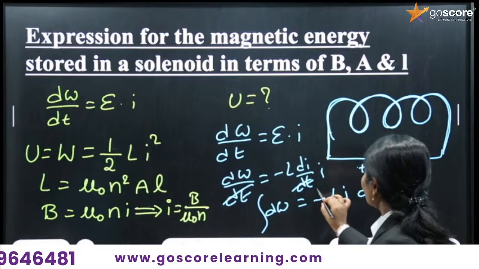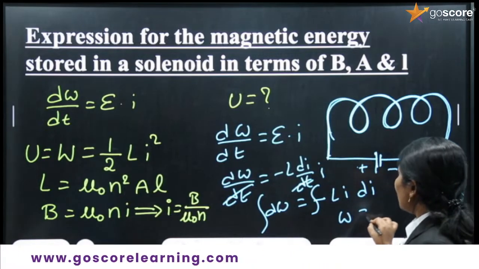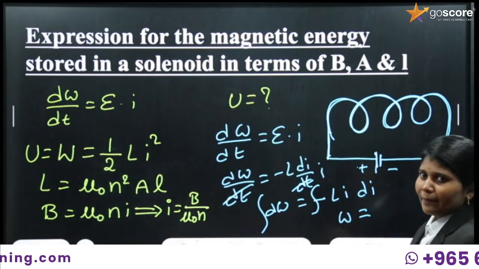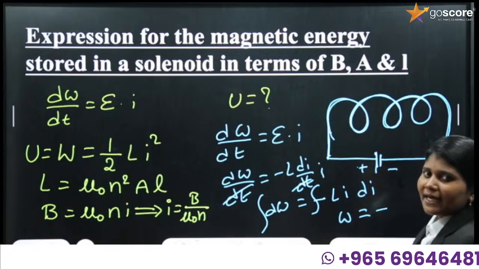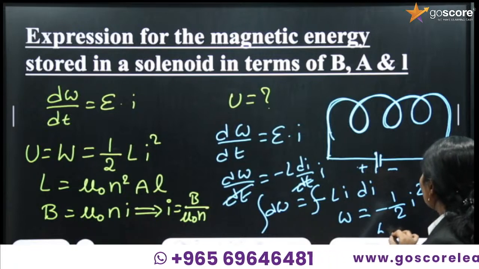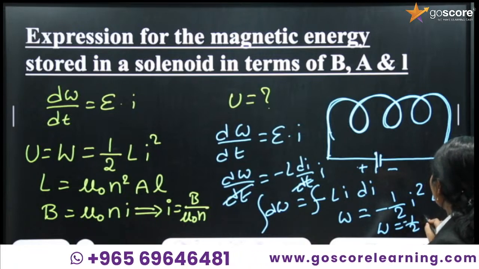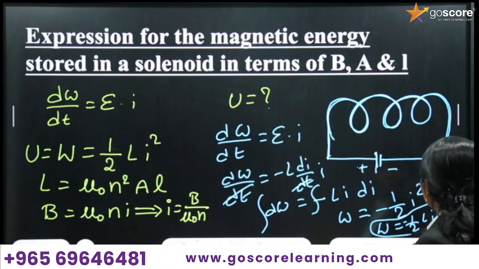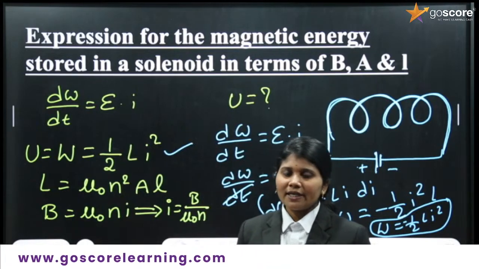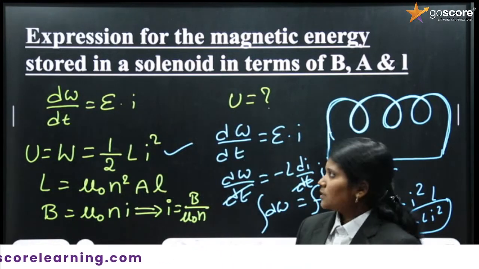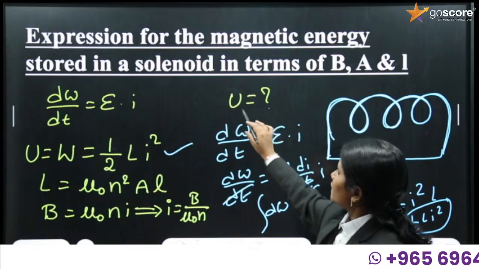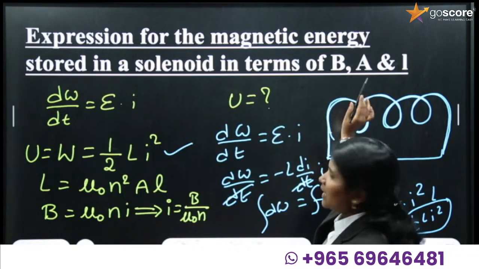Then take integration on both sides. We get W, since the integration of dW is W. Then what is I dI? Half I square. It means W is equal to minus half L I square. This we consider as the energy. Work done is equal to half L I square. Substitute here the L value and B value, then we will get the energy in terms of B, A and L.